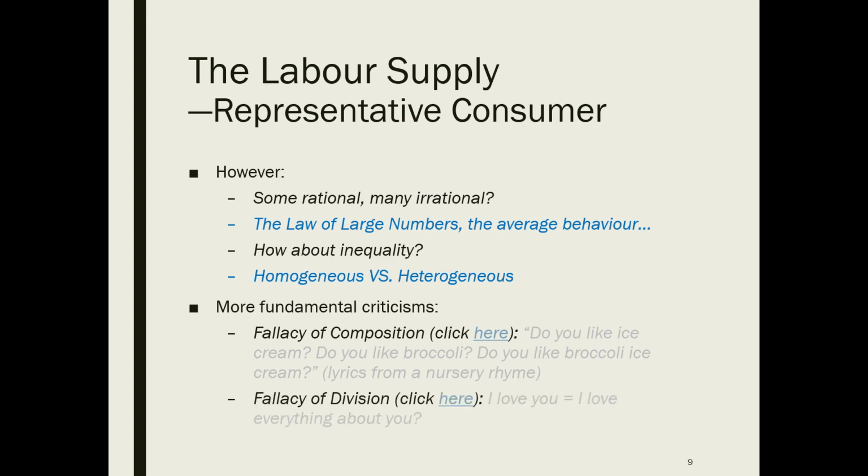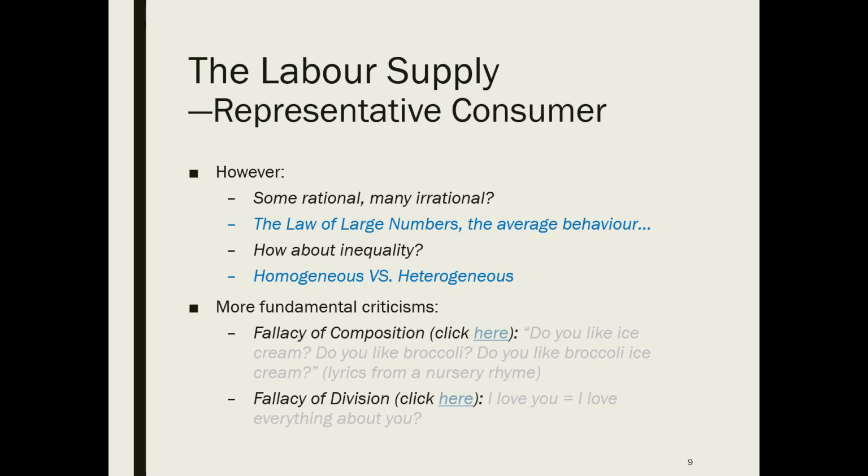Another related fundamental criticism of the representative consumer assumption is the fallacy of division. It means parts may not have what the whole has. It is the reverse of the fallacy of composition. It is like you may love your boyfriend, but it doesn't mean you love everything about him, like being a douchebag sometimes. For the representative consumer assumption, you assume rationality as a whole, but it doesn't imply that every individual maximizes their utility. Therefore, the welfare implications of the model can be extremely misleading.